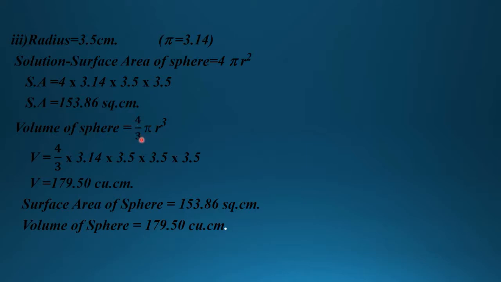Now we will be finding volume of sphere. Formula of volume of sphere is 4 by 3 pi r cube. Substituting the values, we get volume is equal to 4 by 3 multiplied by 3.14 multiplied by 3.5 multiplied by 3.5 multiplied by 3.5. Therefore, volume is equal to 179.50 cubic centimeter. Students, please note that the unit for surface area is square centimeter and unit for volume is cubic centimeter.